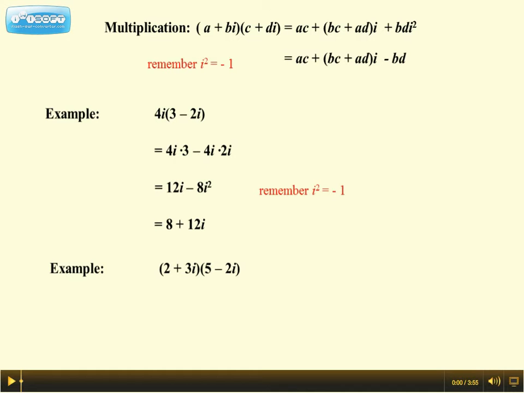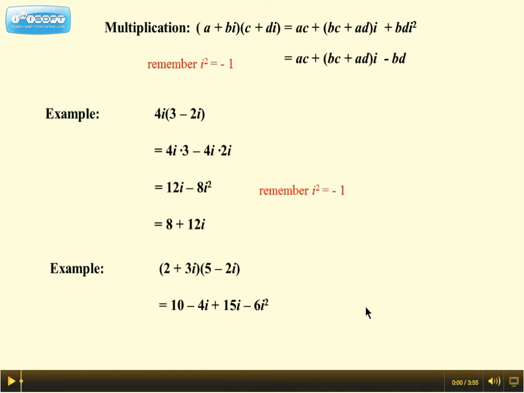Another binomial in the form that we had for our general example here. We have 2 plus 3i times 5 minus 2i. We'll FOIL. 2 times 5 is 10. 2 times -2i is -4i. 3i times 5 is plus 15i. 3i times -2i is -6i squared.